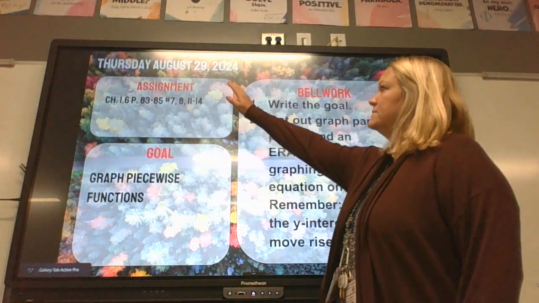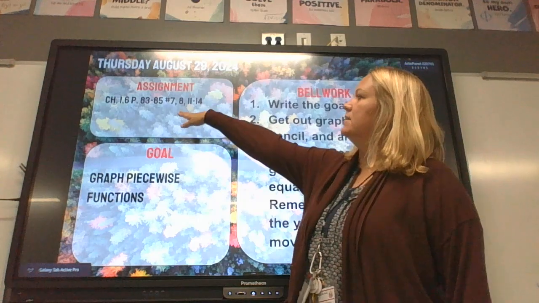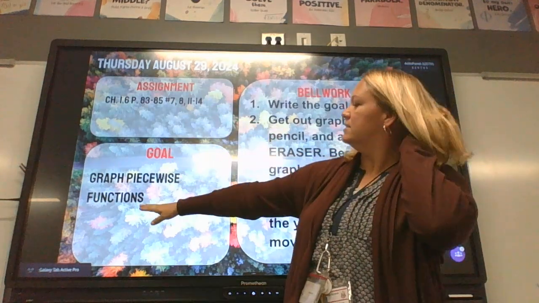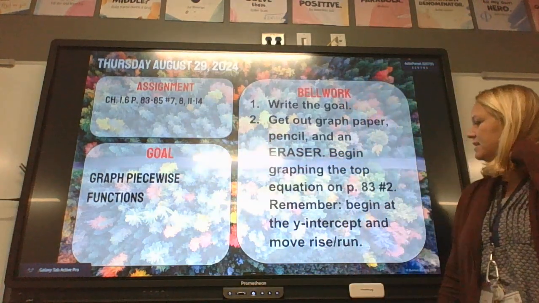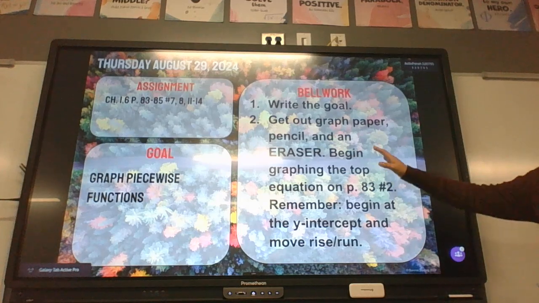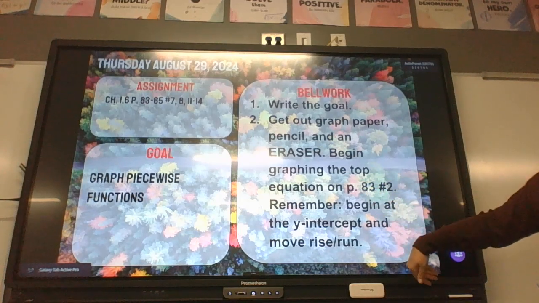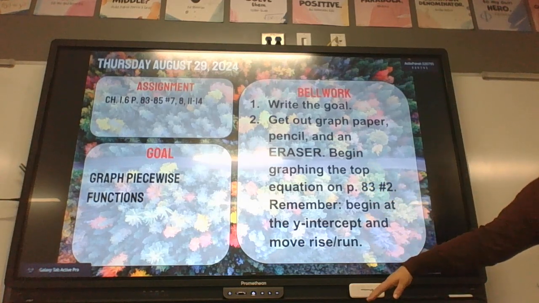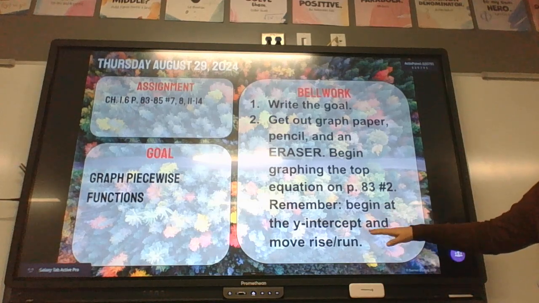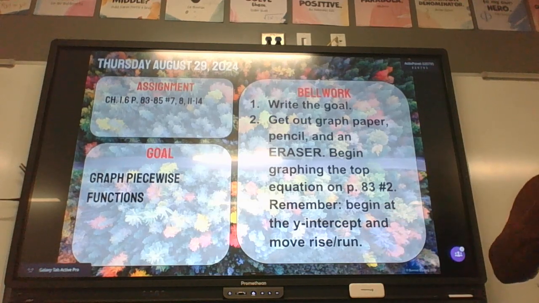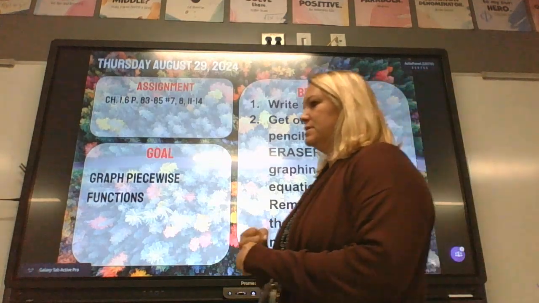So you have today's date. You've written the assignment. Our goal is to graph. And this is the one we're graphing. And remember, when you graph a straight line, you're starting at a y-intercept and you're moving rise over run, up and over. Okay? That's what we'll do for these pieces of this function.